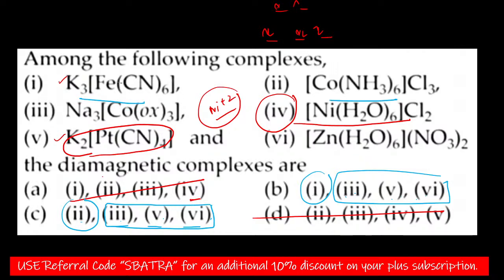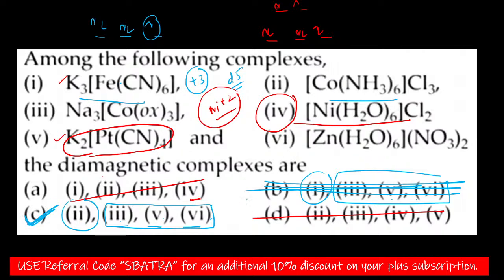We can check any of these complexes, so let's start with this one. This is iron plus 3, d5, and cyanide is a strong field ligand. So how can we fill up these electrons? 1 2 3 4 5. We have one unpaired electron, so it's going to be a paramagnetic complex. It's not diamagnetic, it's paramagnetic. So I can cancel out option B also. So the correct answer would be option C.